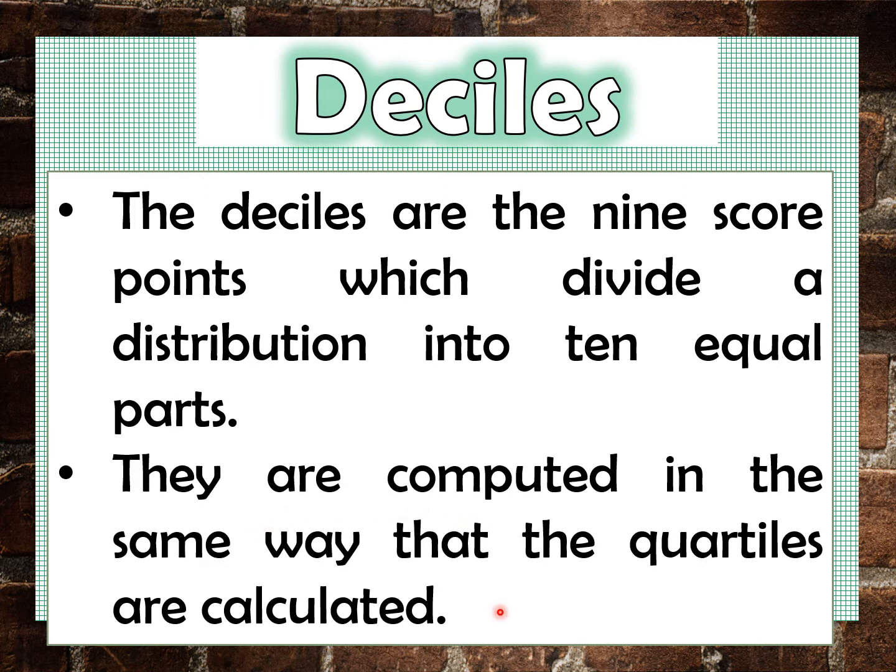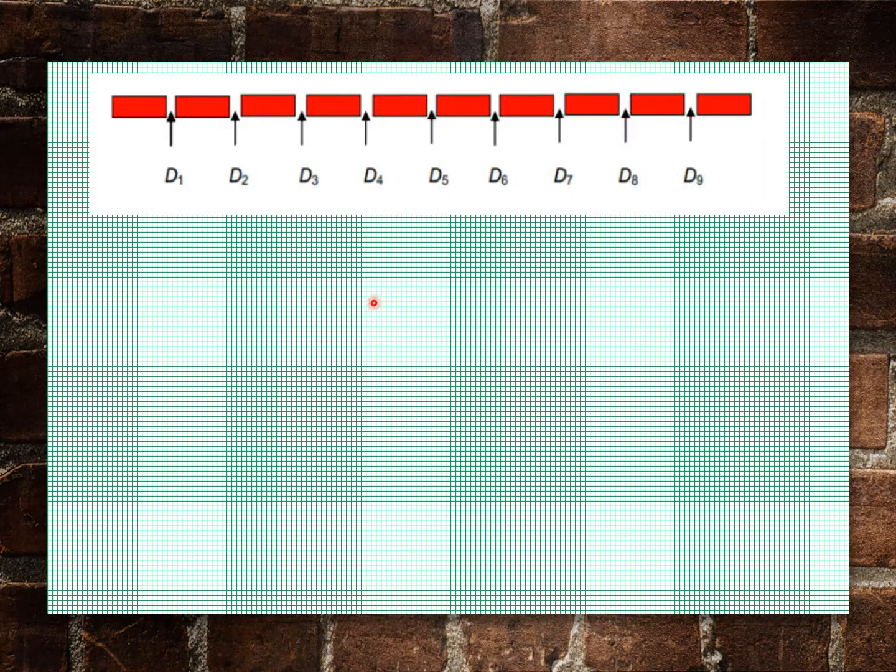So yung pag-compute natin is the same din sa ating quartiles. Let's say ito ang ating data. Naka-divide siya into 10 equal parts. So we have 1, 2, 3, 4, 5, 6, 7, 8, 9, 10. Pero we only have 9 score points starting from D1 hanggang D9. So take note, wala tayong D10, hanggang D9 lang tayo. Sa unahan, ito yung ating lowest score at sa dulo, ito yung ating highest score. That's why wala tayong D10. So, decile 1 hanggang decile 9 lang tayo or 9th decile.